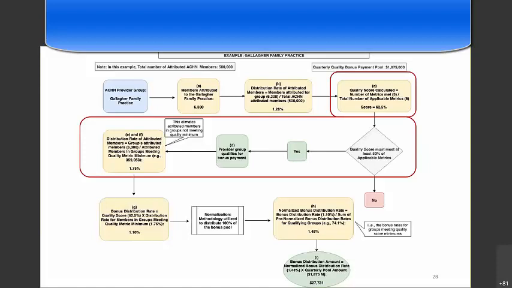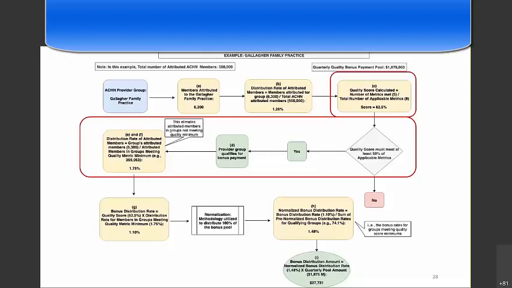Therefore, we move on to step D, going right to left. In this case, Gallagher Family Practice qualifies for the quality bonus. Now we move on to step E and F. And this is where we eliminate attributed members in groups that have not met the quality minimum for this quarter. In this case, we combine steps E and F to calculate a distribution rate of attributed members.